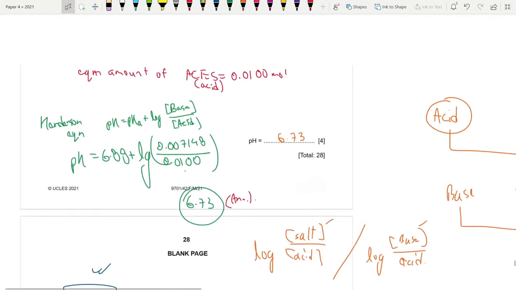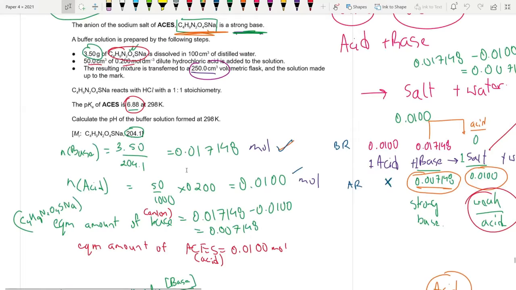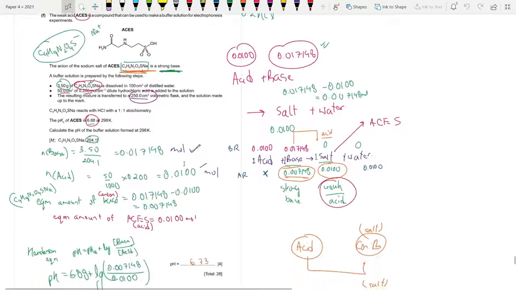I honestly prefer the Henderson-Hasselbalch equation. You'll get full marks for that as well. Okay, so that's it. It's a really hard buffer solution math question.